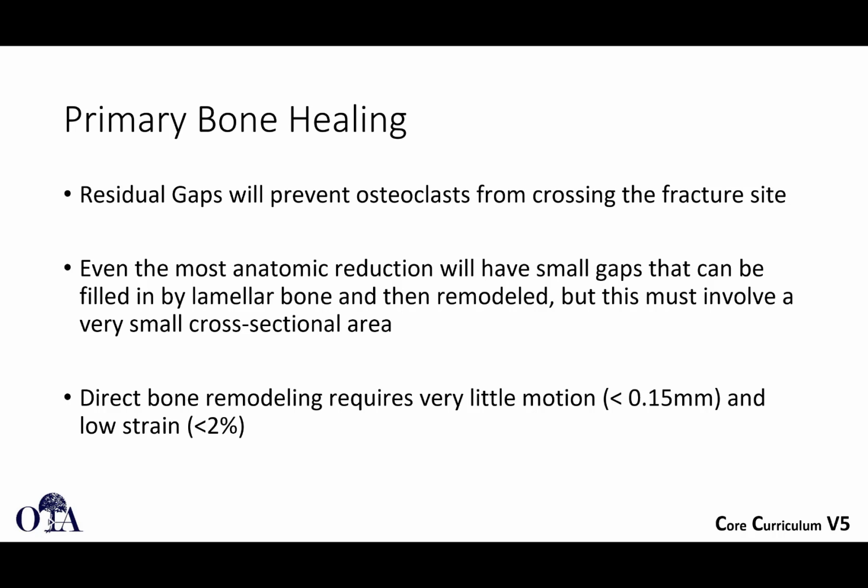If you have gaps and you did not compress the fracture, though, that's going to prevent osteoclasts from crossing the fracture site. Even in the most anatomic reduction, there's going to be small gaps that can be filled in with lamellar bone and remodeled, but it's got to be really small if you want to get primary bone healing. So direct bone remodeling also needs the environment to be fairly rigid and also have low strain.